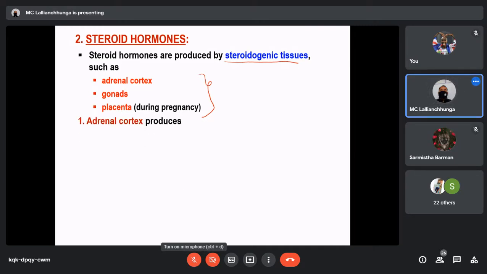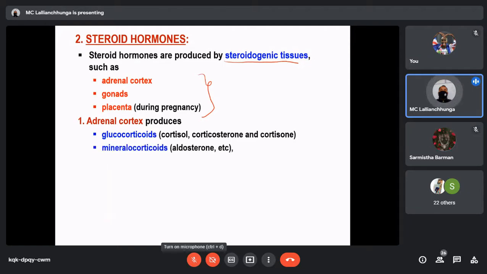Now, what are the hormones produced by the adrenal cortex? Number one, glucocorticoids. Glucocorticoids are a group of hormones. The adrenal cortex produces glucocorticoids such as cortisol and corticosterone. And another group is mineralocorticoids such as aldosterone. Aldosterone we have already discussed in the excretory system, where it is very important. So these two groups of hormones are produced by the adrenal cortex, and they are steroid hormones.